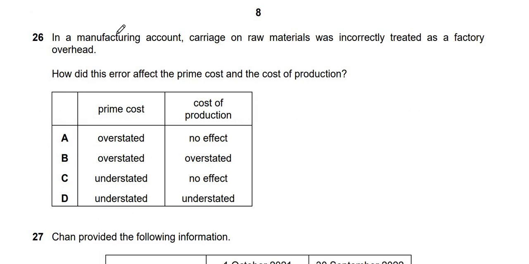Question number 26. It says in a manufacturing account, carriage on raw materials was incorrectly treated as factory overhead. How did this error affect prime cost and cost of production? So look, carriage on raw materials is a part of prime cost, alright? So the effect of the error will be that prime cost will be understated, but cost of production will remain unaffected. This is because instead of prime cost, carriage was added to production cost by being included in factory overhead. So the answer is C.